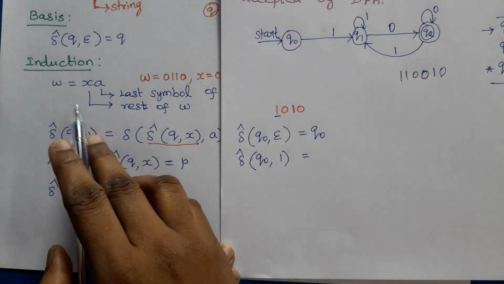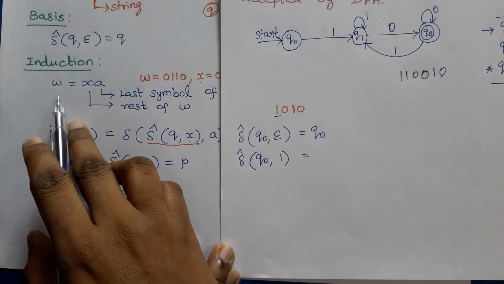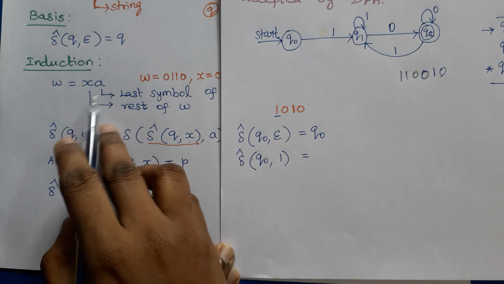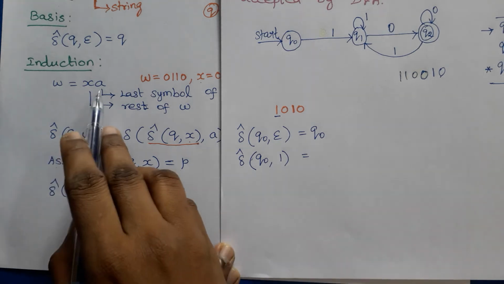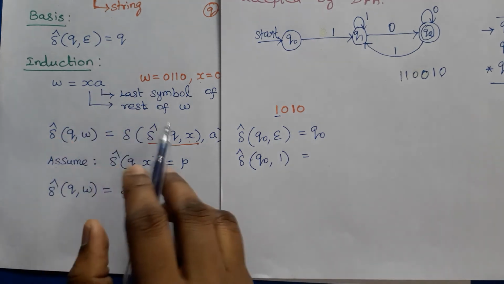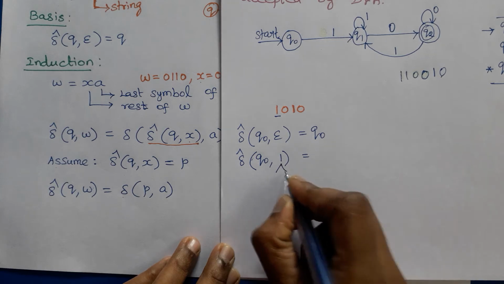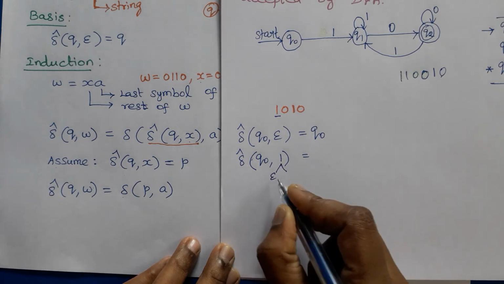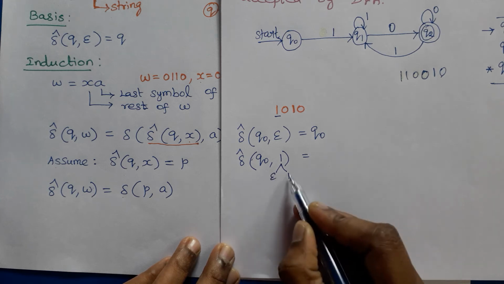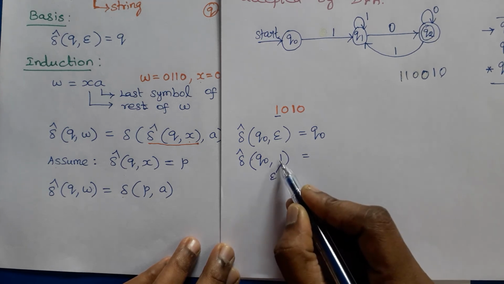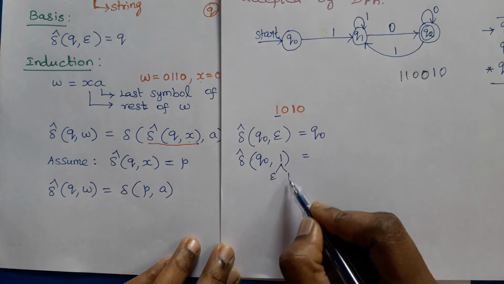So we need to refer to the induction step. In the induction step, W should be written in the form of XA. So how do we split this 1? 1 is W, and here A is the last symbol of W and X is the remaining symbols. So we need to split 1 in the form of epsilon and 1. Epsilon is X, 1 is A, right? Because 1 is A, the last symbol of W.